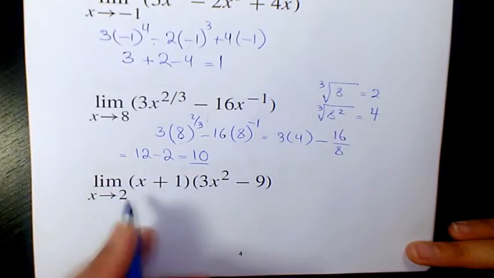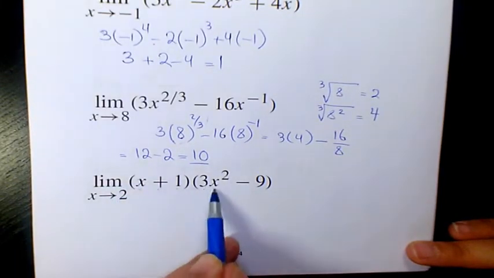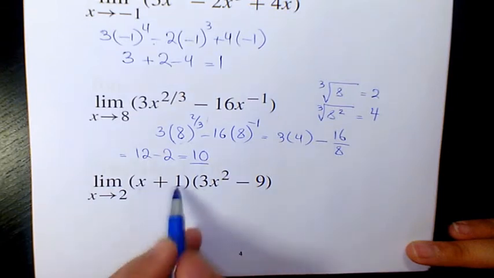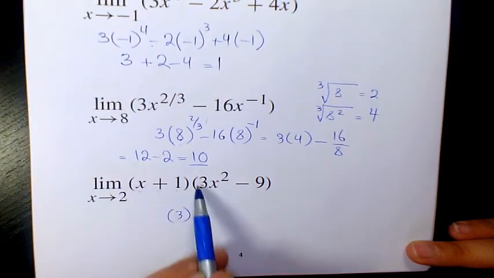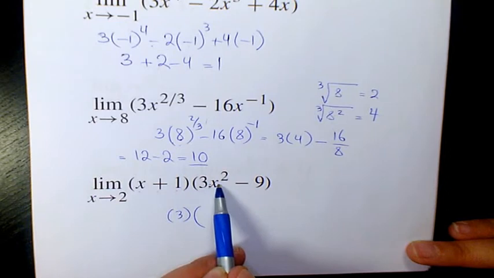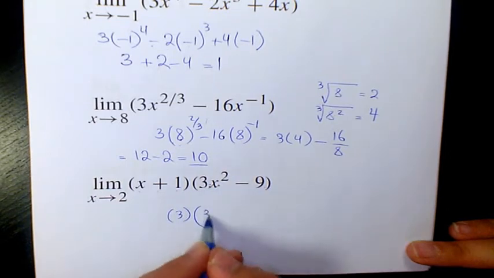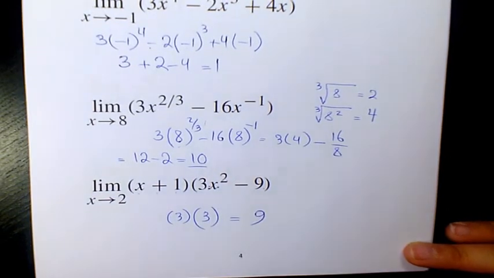Next one, limit of x plus 1 times 3x squared minus 9. X plus 1 is 3. 3x squared, 3 times 4, 12 minus 9, 3. 3 times 3 is going to be 9.